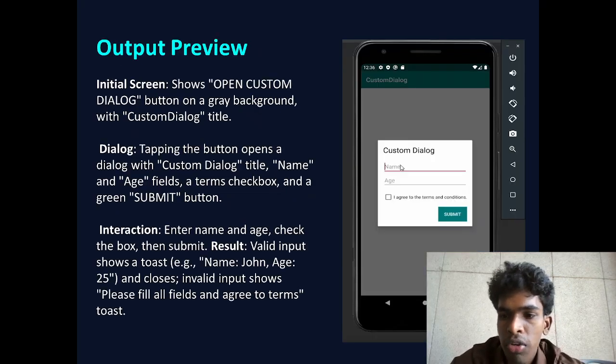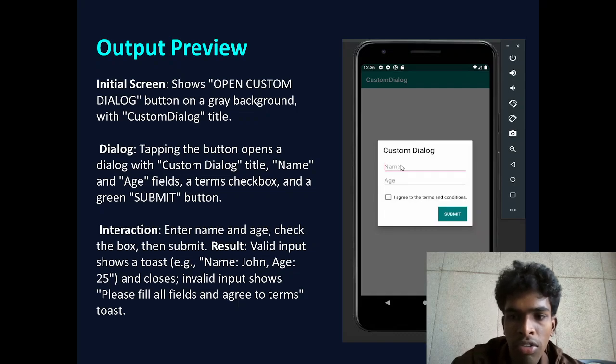So here is the output which I got in Android Studio. Initially it has a custom dialog box button, and name, age, and I agree to the terms and conditions. These are the new things I have added, and this is the output I got in Android Studio. So first it shows the open custom dialog button on the gray background. Tapping the button opens the dialog with a custom dialog title, name and age fields, a terms and conditions checkbox and the green submit button.